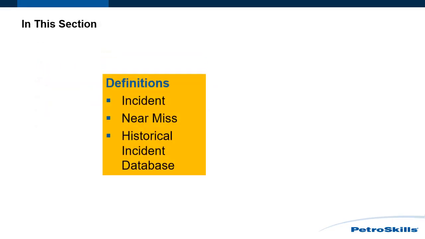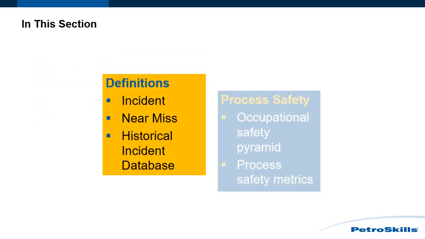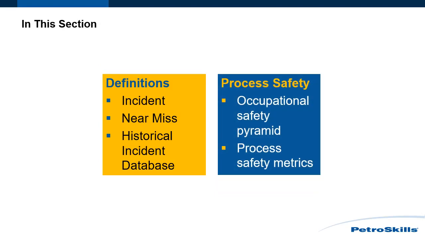After establishing a few definitions, this section will consider some questions relating primarily to metrics. Most of you will have seen the occupational safety pyramid with a fatality at the top and relatively less severe events at the lower levels. There have been several attempts to create something similar for process safety. How would this relate to process safety metrics?